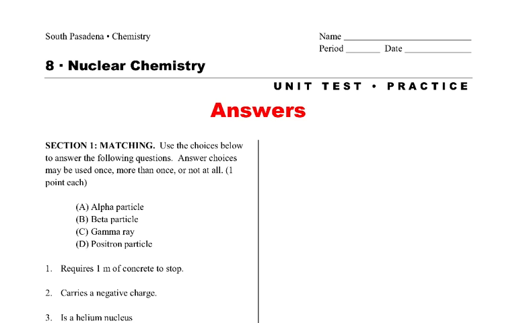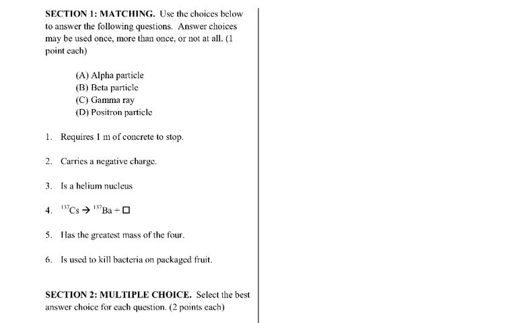Okay, we're going to look at the Unit 8 practice test here. So the first one's some matching. We're asking about alphas, betas, gammas, and positrons. It requires 1 meter of concrete to stop this stuff. Okay, that is the gamma. This answer C carries a negative charge, e 0, -1. That's our beta particle. Is a helium nucleus. Helium nucleus is an alpha particle, 2 protons and 2 neutrons, flying around.